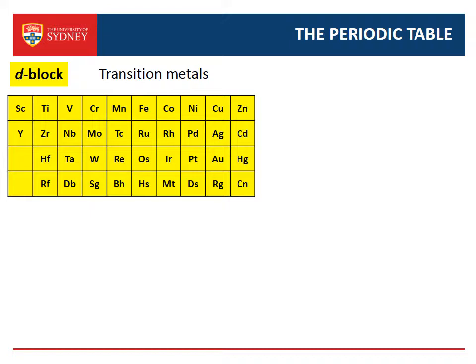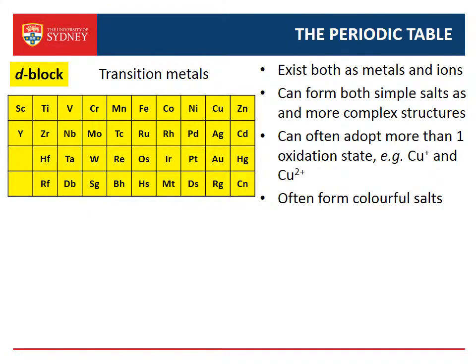Now onto the D block, which are called the transition metals. These can exist as both metals and as ions. Transition metal cations can form both simple salts with anions and more complex structures. Transition metals can often adopt more than one oxidation state. For example, copper exists as both copper 1 and copper 2, meaning it has lost 1 electron or 2 electrons. The salts of transition metals are often very colourful, and this is important in their uses.